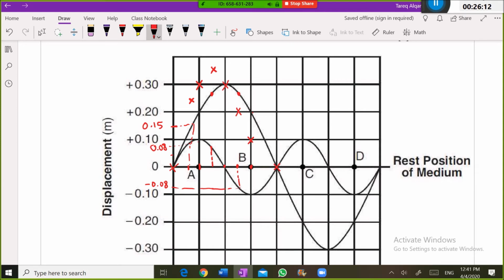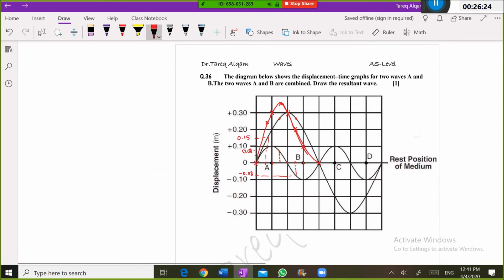So I may draw the wave like this, and so on. This is the shape of the combined wave or resultant wave. Okay?